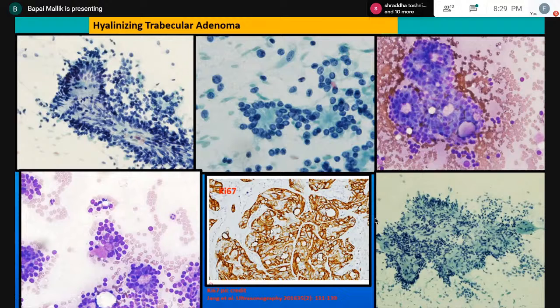We didn't have the cell blocks of these particular cases at that time, so we couldn't try and do it on our material, but we have got our eyes open. If we come across one such case, and even now when we suspect a hyalinizing trabecular adenoma, we do run Ki67. This, of course, is not our case. This was a case which I got from the web, published by Chang et al. In ultrasonography.